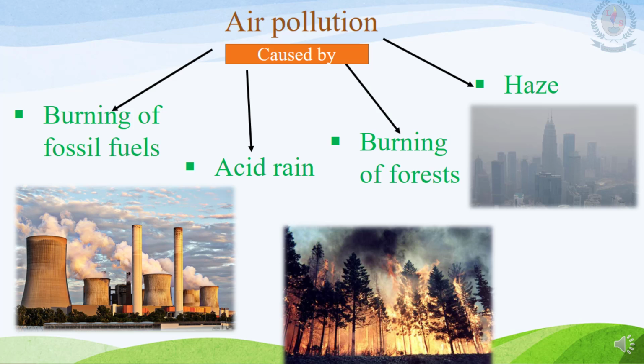And the third cause is burning of forests. As you know, children, forest fires are the massive burning of trees and bushes. But in some countries, children, forest fires are started deliberately as a cheap and quick way for farmers to clear land. This burning results in huge amounts of smoke or haze that pollutes the air.